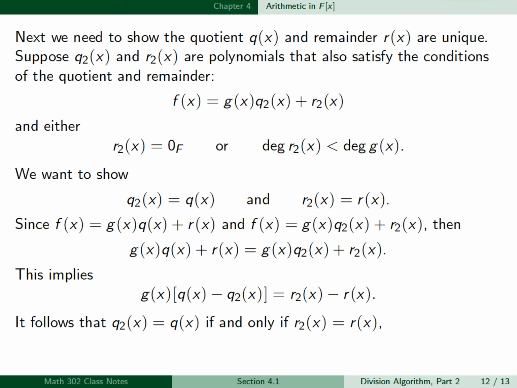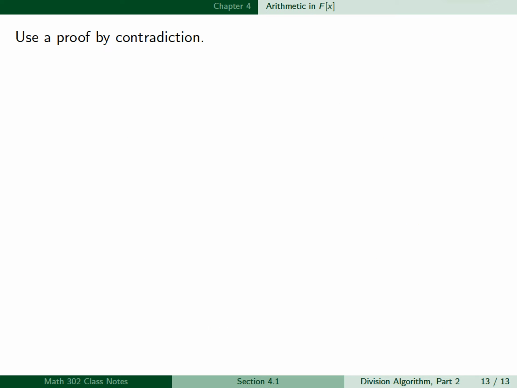Now it follows from looking at this equality that q2 of x is equal to q of x if and only if r2 of x is equal to r of x. So the left side is 0 if and only if q of x minus q2 of x is 0, which holds if and only if the right side is 0. So it suffices to prove q2 of x is equal to q of x. And we'll use a proof by contradiction to show this.